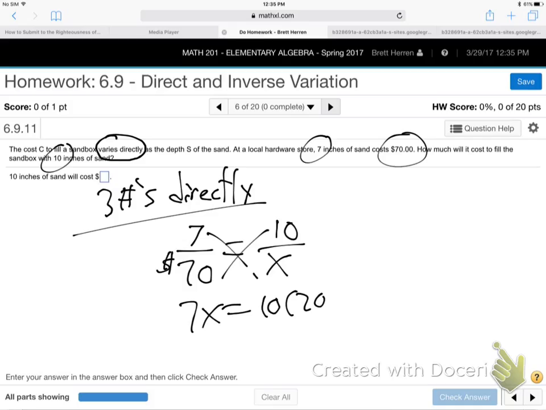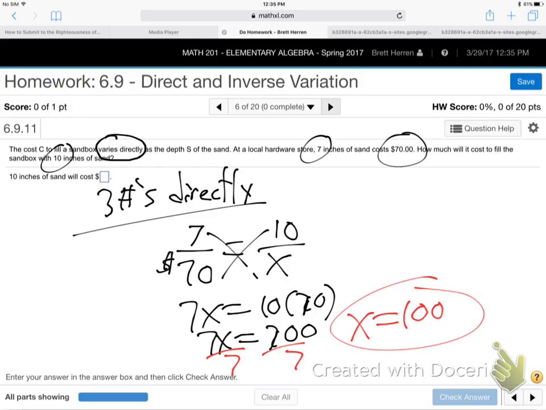7x is 10 times 70. Which is 7x is 700. Last step, you're going to divide by the 7. So x is $100. I love those problems, you can set it proportionally like that. It makes it easy. They're quick and easy, aren't they? Two equal fractions. We good?